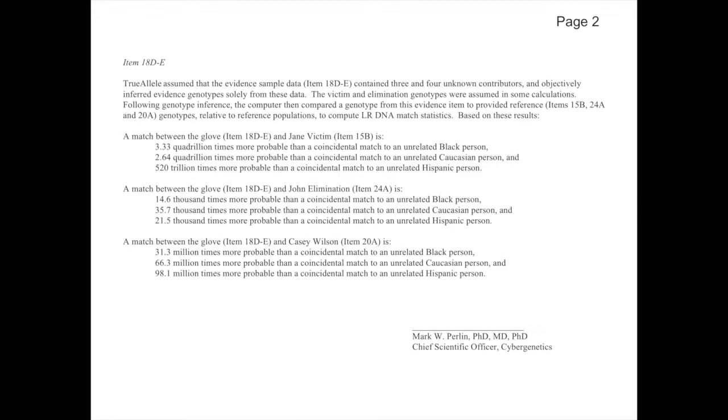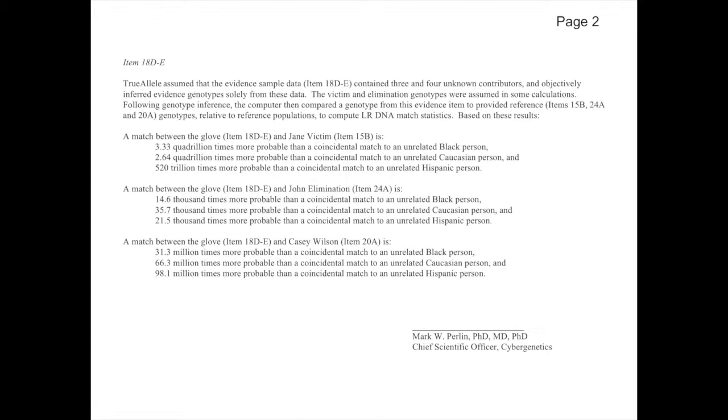Following that genotype separation inference, the computer did compare a genotype from this evidence to the provided reference items in order to compute match statistics. They're just match statistics, but technically they're called likelihood ratios. They're those ratios of probabilities which all match statistics are. And then we could see in English, this is for each of the 3 individuals: for the victim, for the elimination, and for Casey Wilson.